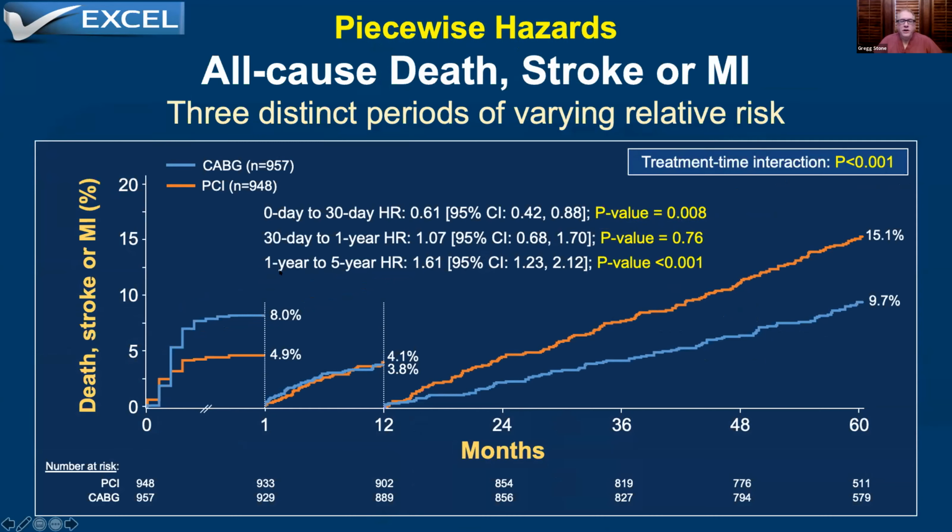Within 1 month is when there clearly was a less of a risk with PCI compared to CABG. And there was almost a 60% reduction in the hazard ratio with PCI and CABG of death, MI, or stroke. From 1 month to 1 year, interestingly, the restenosis period, there was no significant difference between PCI and CABG. Curves were superimposable. And then it was really between 1 year and 5 years where the curves start diverging and continue to diverge with PCI being higher than CABG. And here you see a 60% increase.